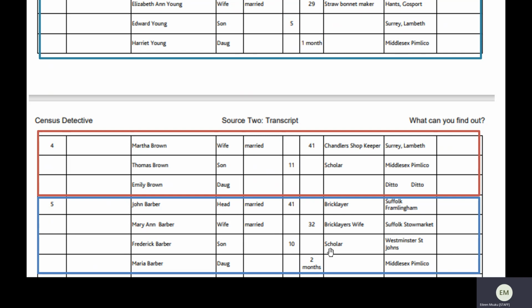And now we're on to their son and daughter. Can you see how old their son is? Frederick. How old was he on this date? Yes, he was 10, and he was a scholar too. And he was born in St. John's in Westminster. And finally, his sister was 2 months old at the time of the census, and we can see that she was born in Pimlico, Middlesex.